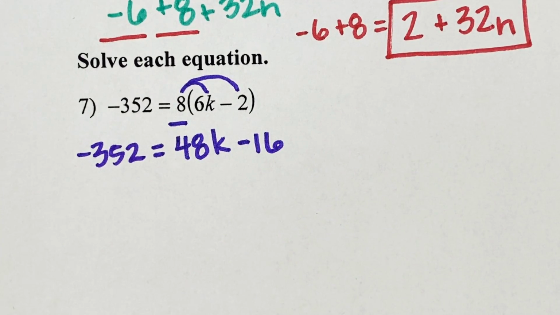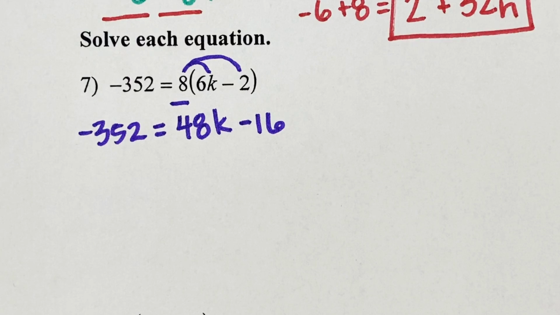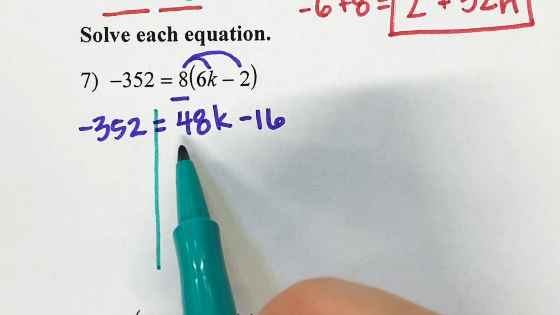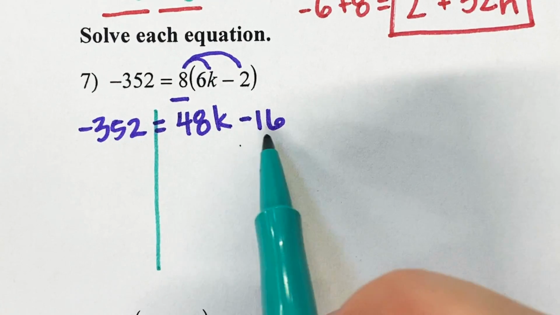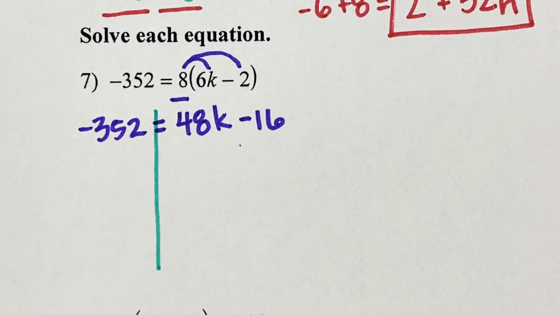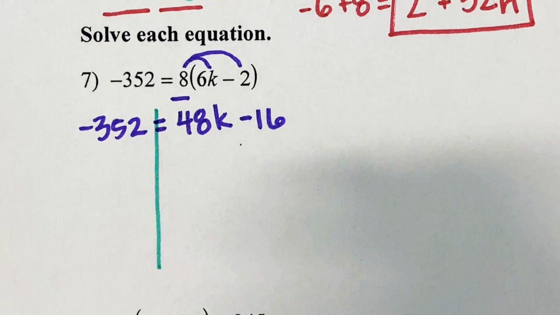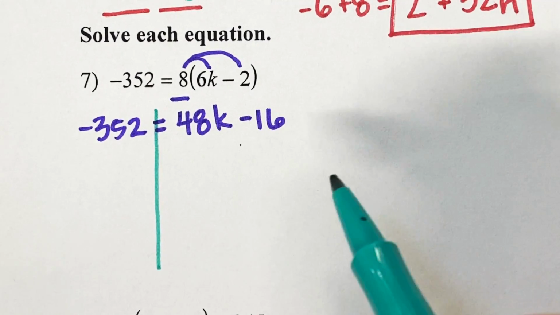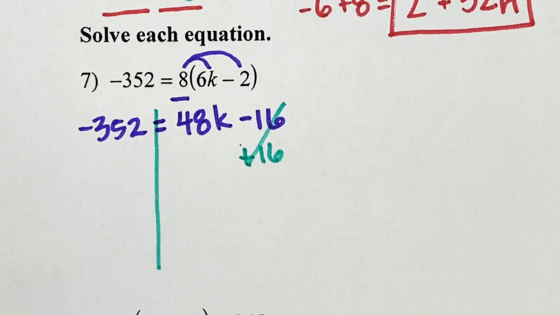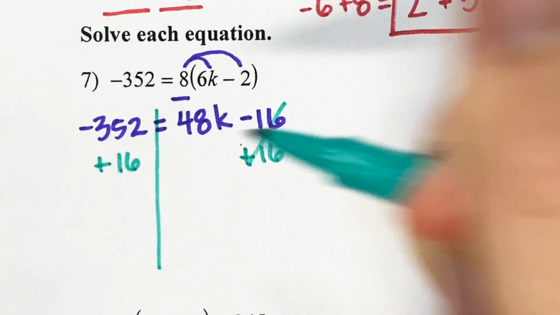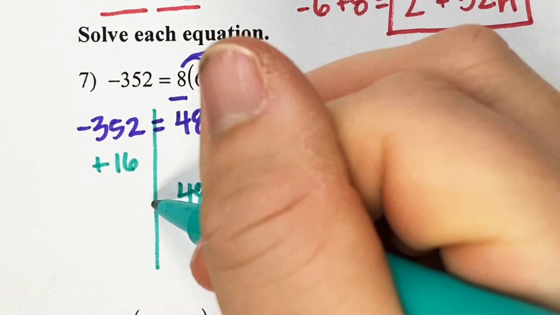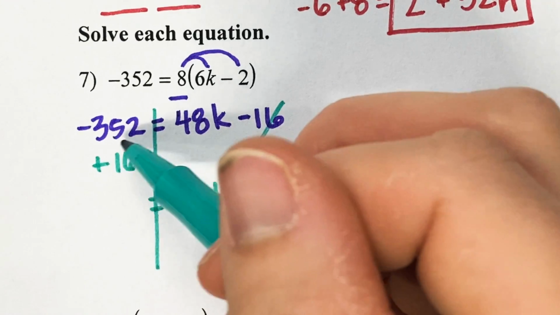Boom. First step done. So now we can treat this just like any other equation. So draw your line down your equal sign. I see that 48 is being multiplied to the k, and then I have minus 16. So what do I need to get rid of first? Do I need to get rid of the 48 or the minus 16? I need to get rid of this subtract 16 first. So what is the opposite of subtract 16? It's going to be to add 16. So we get rid of it, but we must do the same thing to both sides. So we have 48k left over here equals negative 352 plus 16.